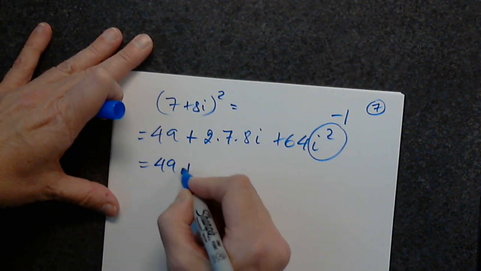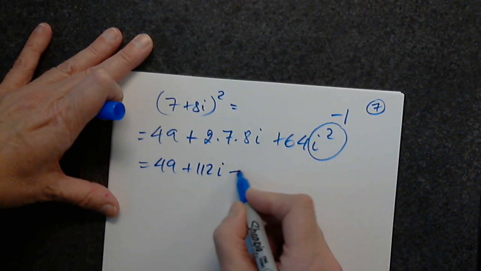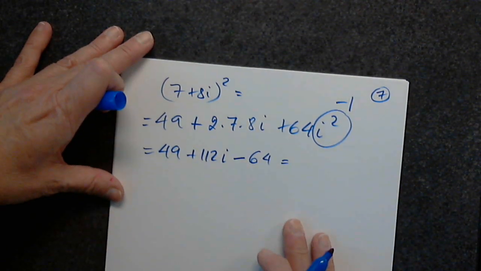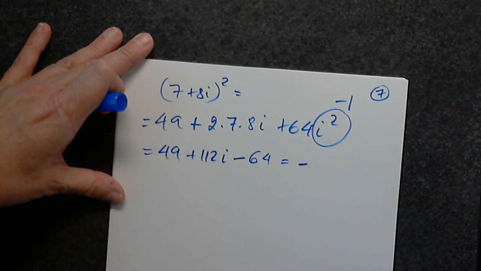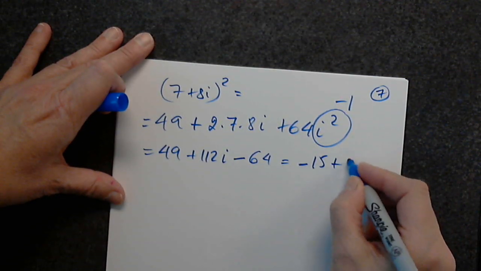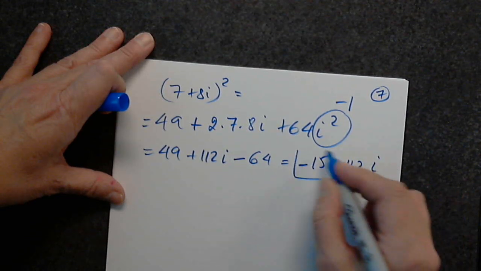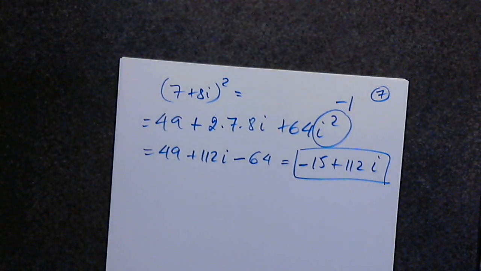So then 49 plus 112i and minus 64. So 49 minus 64 is, what is it, negative 15? Correct me if I'm wrong, plus 112i. So this is the way we square a complex number. Any questions? Is this okay? Okay, good.